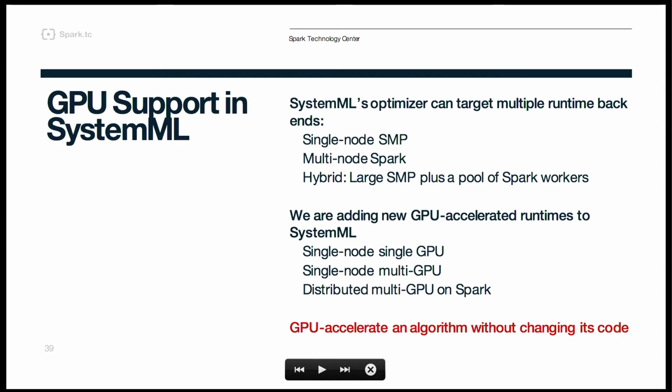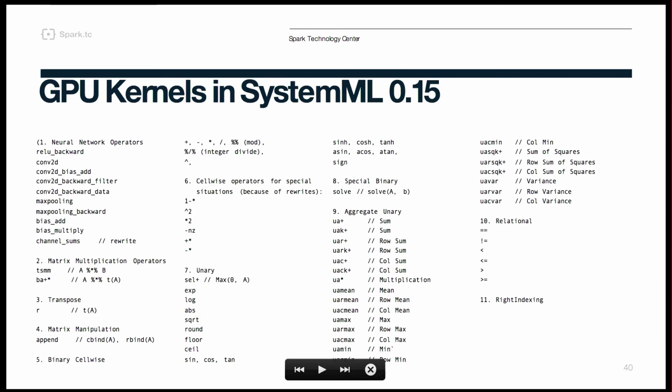And we have a GPU accelerated backend now. This takes advantage of the pluggability that was designed into SystemML from the start. We designed SystemML to be able to handle both SMPs and scale out architectures like Spark. So we have a pluggable backend. We're adding 3 new pluggable backends for single node, single GPU, single node, multiple GPU, and multi-node GPU. We have a lot of kernels that are already implemented for these backends.